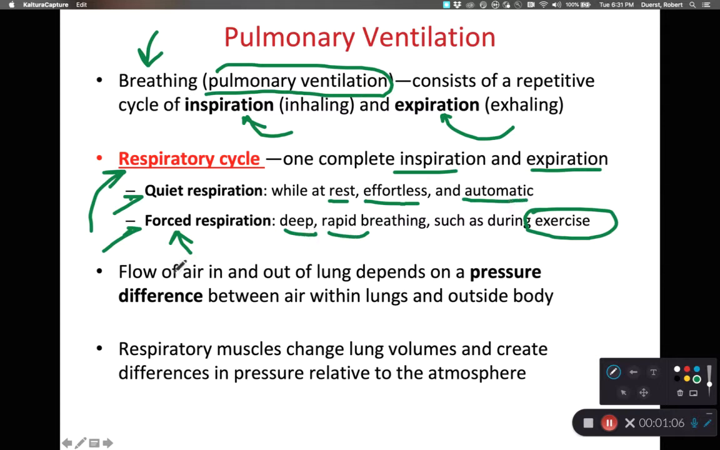And as we're breathing in and breathing out, we have to move a fluid. And the fluid we're moving is air. Air is a fluid. And pressure gradients are going to cause air to move into our lungs or out of our lungs, depending on the gradients. And I've said this before.